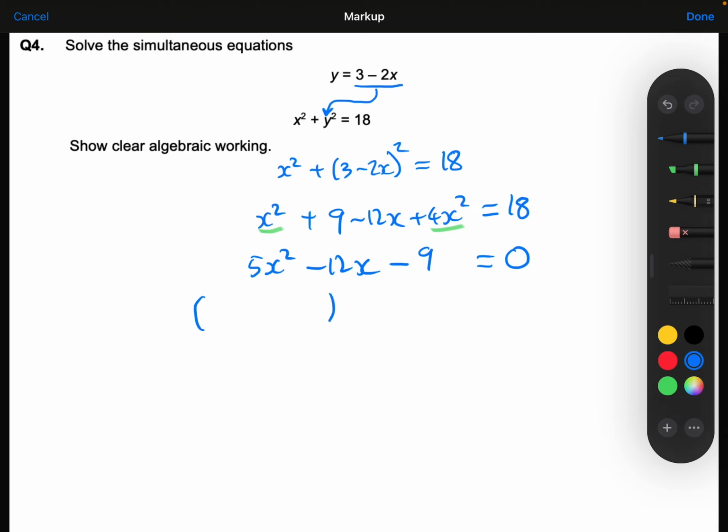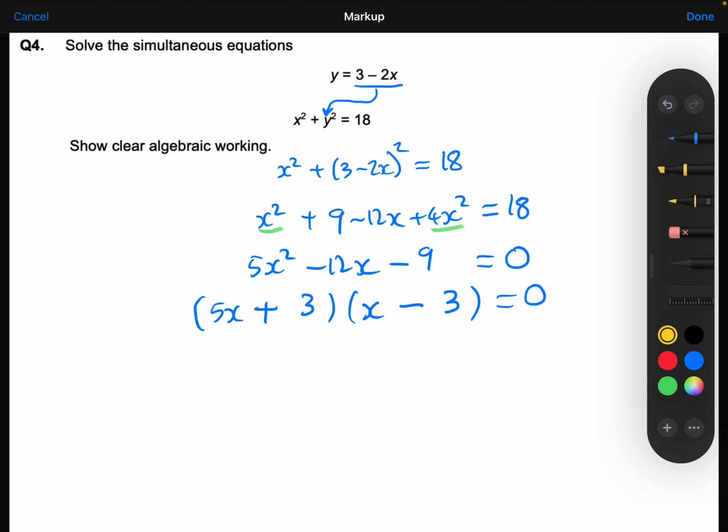I can now factorise this. I know it's going to have a 5x and an x to give me a 5x squared. And I think it's going to be a 3 and a 3 to give the 9. And I think that's going to have to be a minus 3 and that's going to have to be a plus 3.